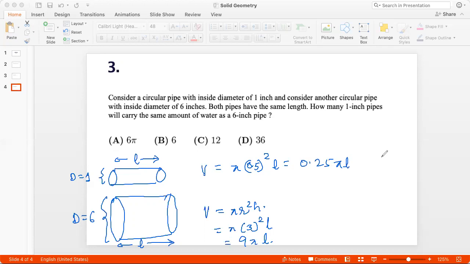So the amount of water that a 1 inch pipe will carry will be 0.25 pi L, and the amount of water that the 6 inch pipe will carry is 9 pi L. So how many 1 inch pipes will carry the same? That value will be 9 pi L divided by 0.25 pi L, which is 9 into 4 or 36. So 36 small pipes will carry the same water as one big pipe.